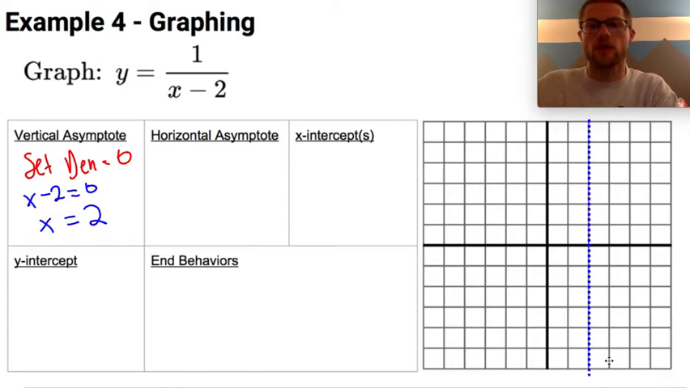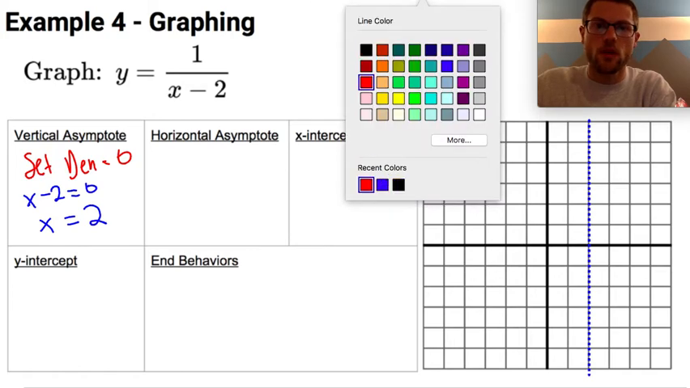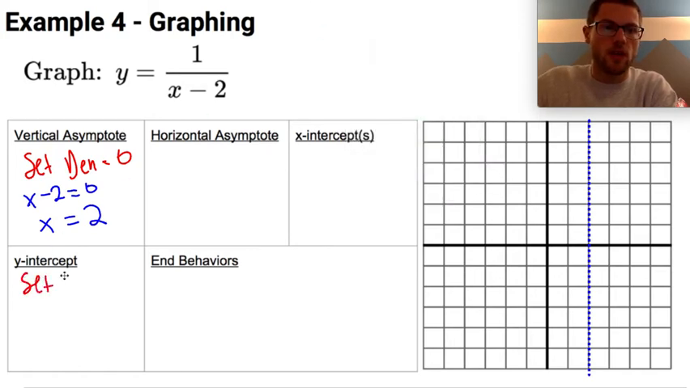And this is basically my domain restriction. X cannot equal 2. I'm actually going to skip over the horizontal asymptote next, and let's talk about the y-intercept. To find the y-intercept, we want to set the x value equal to 0. And that should make sense because x equals 0 is the y-axis.